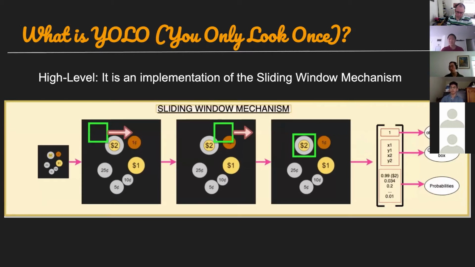So what is YOLO? At a high level, YOLO uses a sliding window and scans through an image. So think of a really powerful CNN. When it detects an object, it returns a classification array and the prediction values.